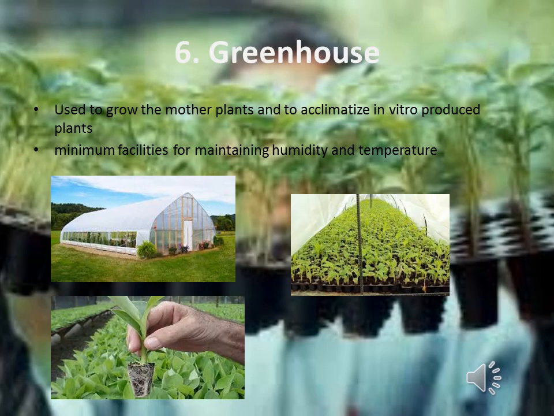Greenhouse. The last step in the plant tissue culture technique is the greenhouse. This is used to grow the mother plant and to acclimatize in vitro produced plants. The minimum facilities for maintaining humidity and temperature are required in the greenhouse. The picture shows a greenhouse and the plants growing inside it. After the greenhouse, the plants are directly transferred into the field.